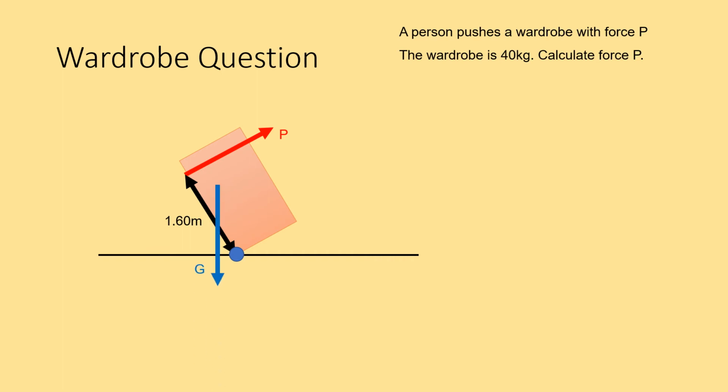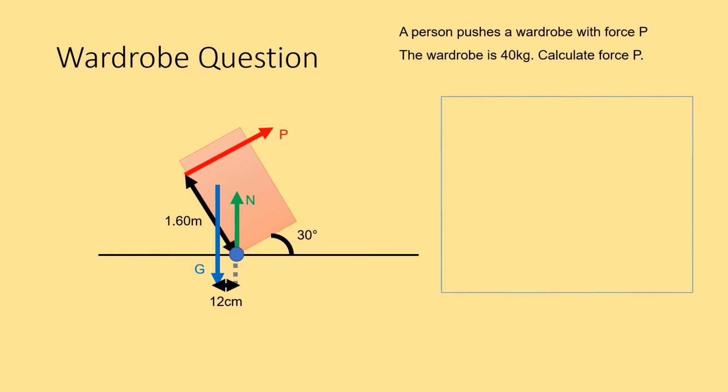The weight is 40 kilograms. There's going to be a contact force on the pivots. And we know it's been tipped at 30 degrees. And the distance from the pivot to the center of mass is 12 centimeters. All right, so let's work this out then. We know it's not rotating, so the clockwise moment is equal to the anti-clockwise moment.